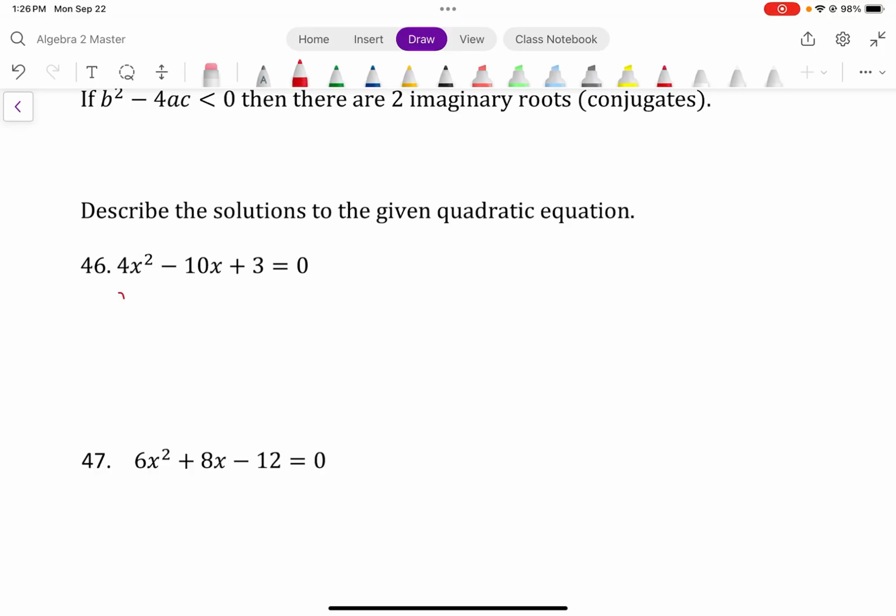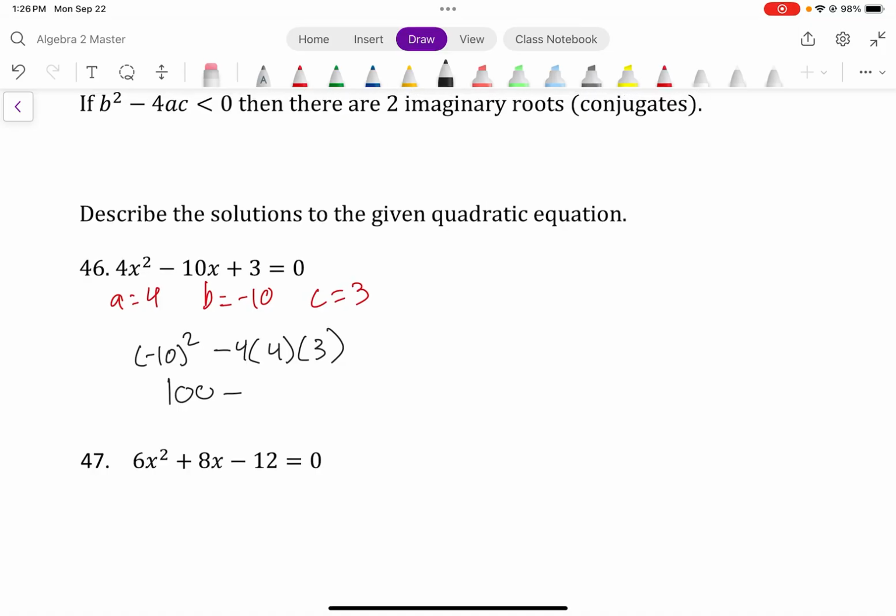So, A is 4, B is negative 10, C is 3. I'm going to have negative 10 squared minus 4 times 4 times 3, which is 100 minus something less than 100. It's going to be 4 times 4 is 16 times 3 is 48. I don't really care that this number is 52. I just know that this is a positive number, so I know I'm going to have real solutions. The fact that it's 52 tells me it is not a perfect square.